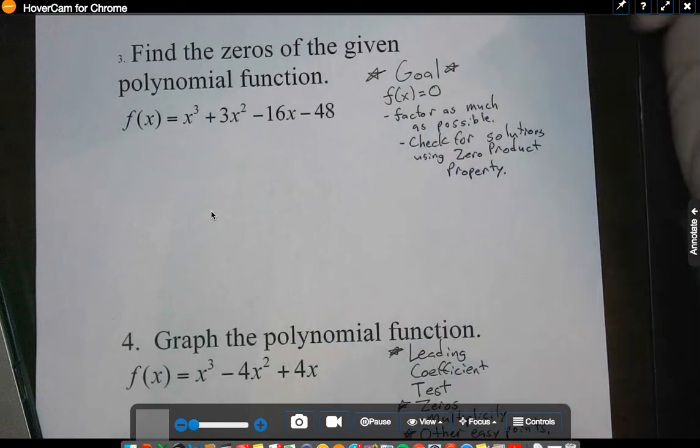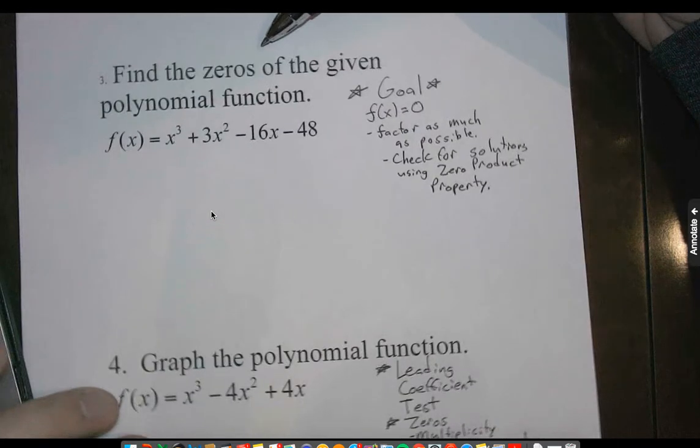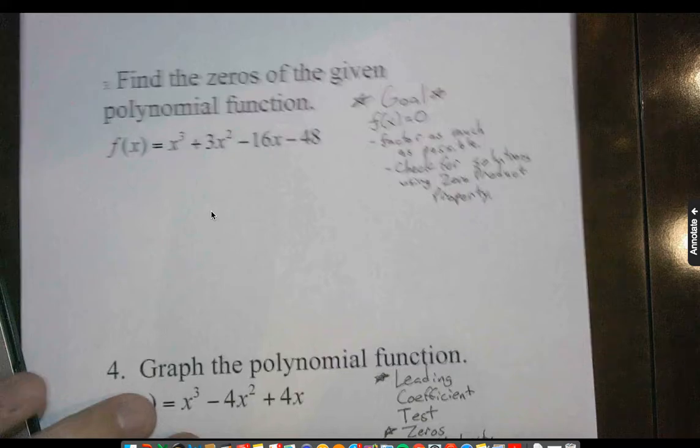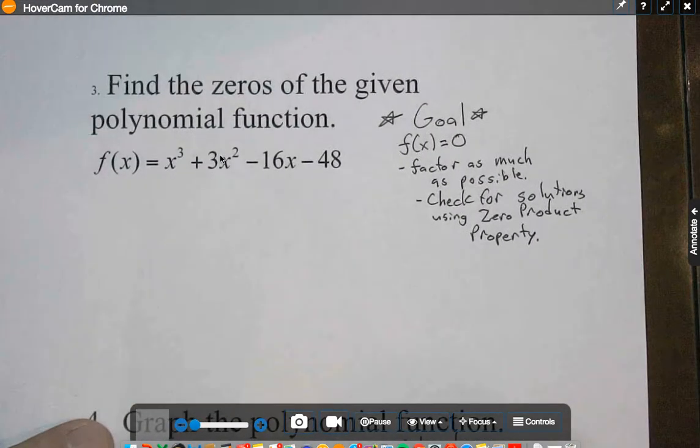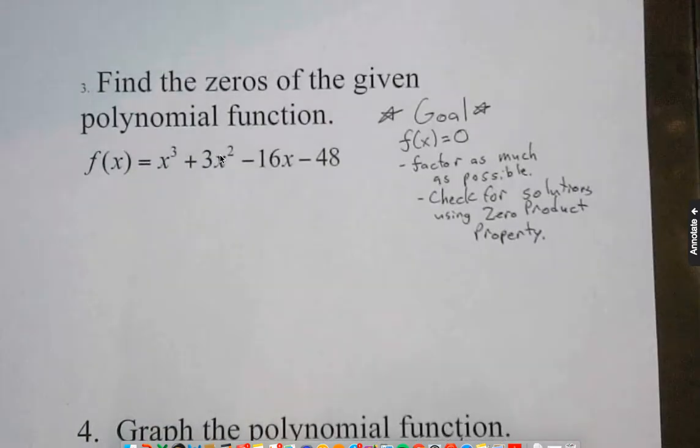Welcome back. We're taking a look at 2.3 still, now dealing with polynomials when we're trying to find the zeros. So previously we had polynomials that were already factored, which was nice. That was really enjoyable. That was really convenient too. But now we have to actually hunt these down.